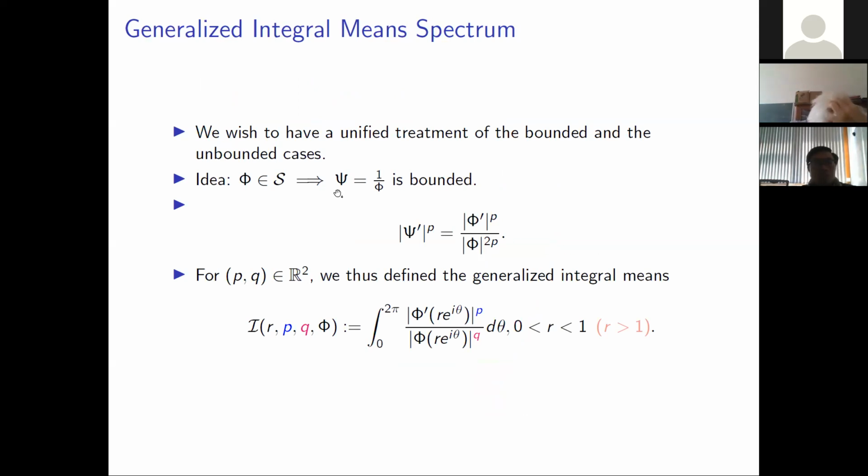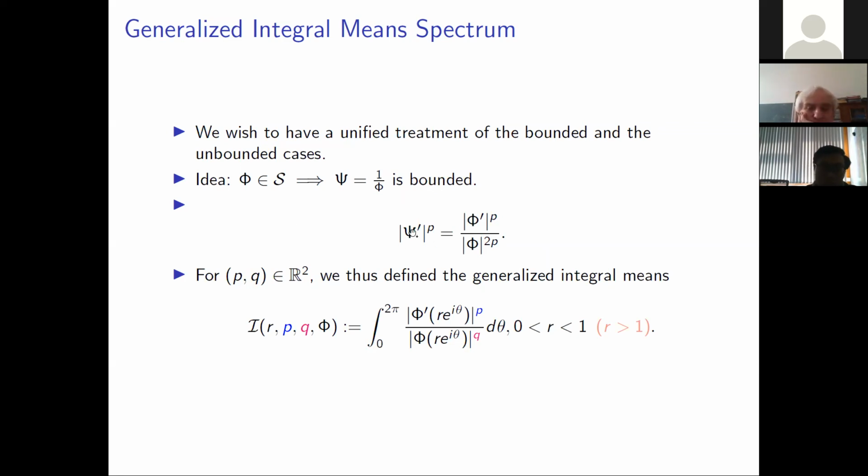So now I will define one thing which is called the generalized integral means spectrum. In fact, what we want is a unified framework to consider the bounded and unbounded cases. So the idea is that if you have a function phi on S, we can define a function as one over phi of one over z, using the inversion around zero. So the function is unbounded, I mean, it is the boundary unbounded.